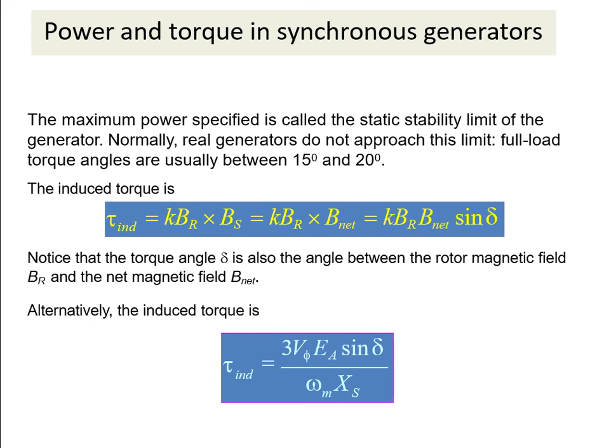The induced torque tau induced is equal to k BR BS, and BS is also sometimes referred to as B net. So in total we can write k BR B net sin delta. Notice that the torque angle delta is also the angle between the rotor magnetic field BR and the net magnetic field. Alternatively, the induced torque is 3 V phi EA sin delta upon omega m into XS.